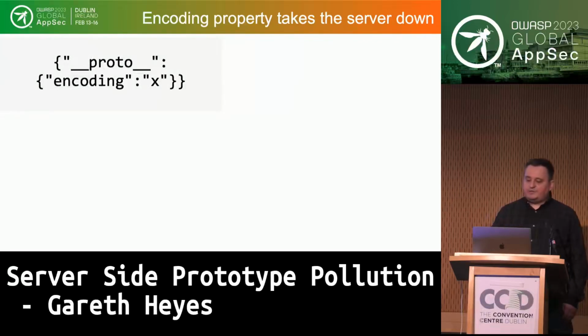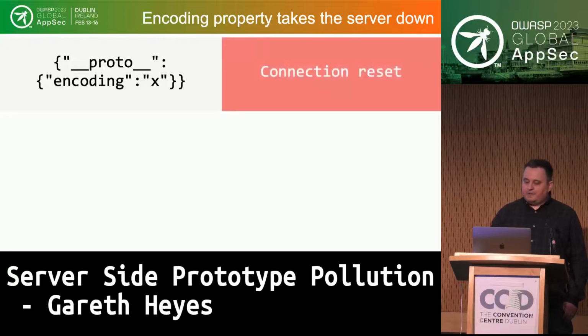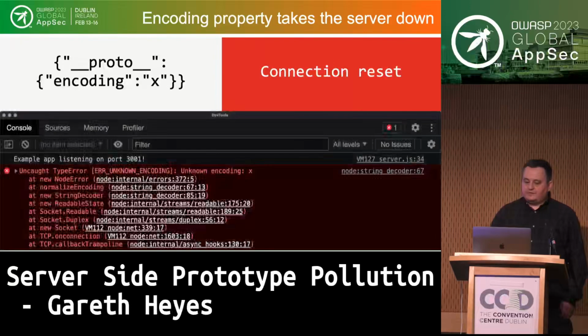I've trimmed it down so we can fit more stuff on the slide. But the idea here is you inject __proto__ with an encoding and you change the encoding property to X, and that just takes down the server. The reason it takes down the server is because Node itself throws this exception. So if you're not catching this exception, then the whole process will shut down. And it's because encoding X is not a valid encoding, so Node will throw an exception. And obviously this is no good for prototype pollution.